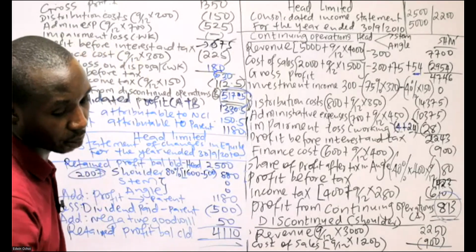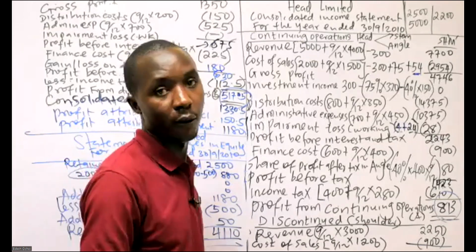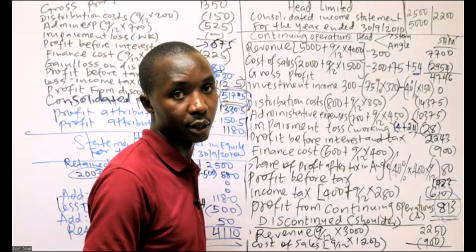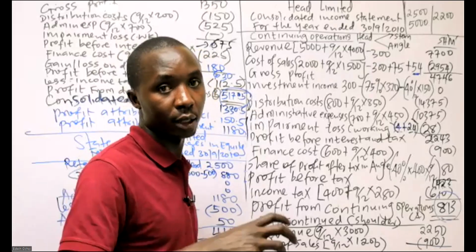So we are done with this question. That is how you were supposed to do it. The income statement and the statement of changes in equity when disposal occurs during the year.